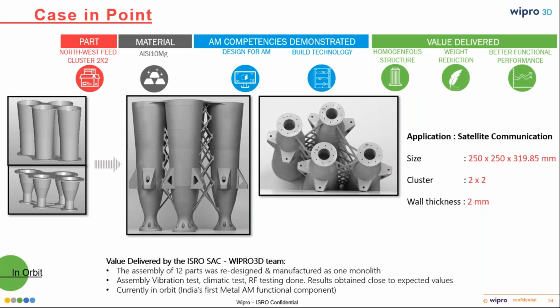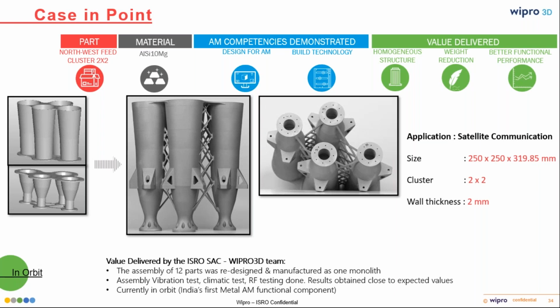So this is one of the case studies wherein we helped SAC in setting up a captive center, wherein we consulted with them. We identified which machines they need to buy, what kind of powders they need to procure, training of their scientists. We even stationed one of our application engineers in their offices, and he worked with their scientists in developing this part that we see here, the northwest feed cluster.